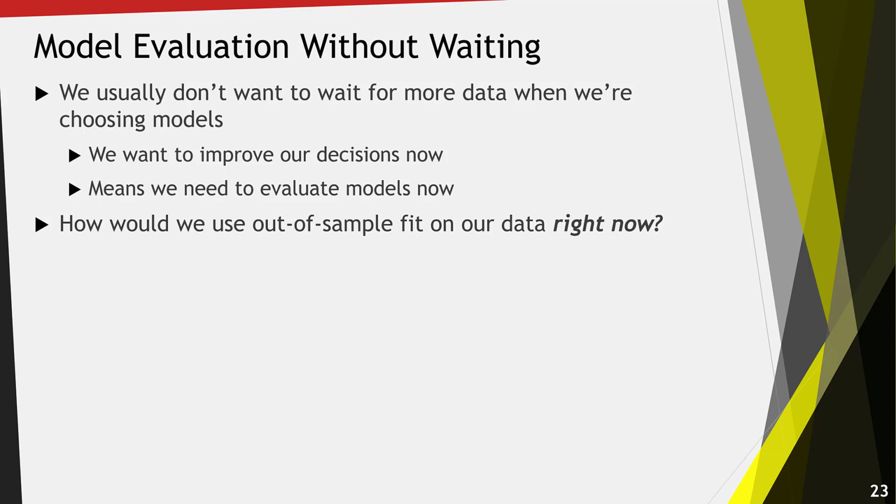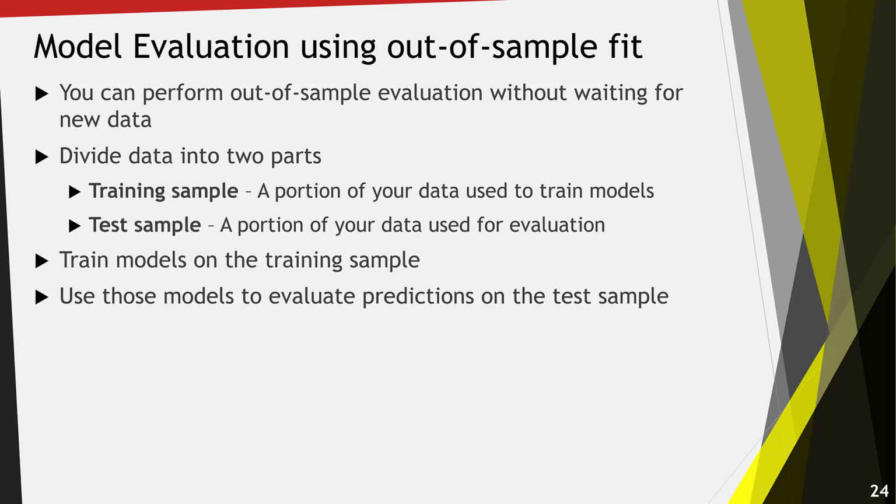So how could we do out-of-sample fit analysis on our data right now? You can do this without waiting for new data. You can just divide your data into two parts. One part will be the training sample. It's a portion of your data used to train models. The second portion will be the test sample. It's a portion of your data used for evaluation.